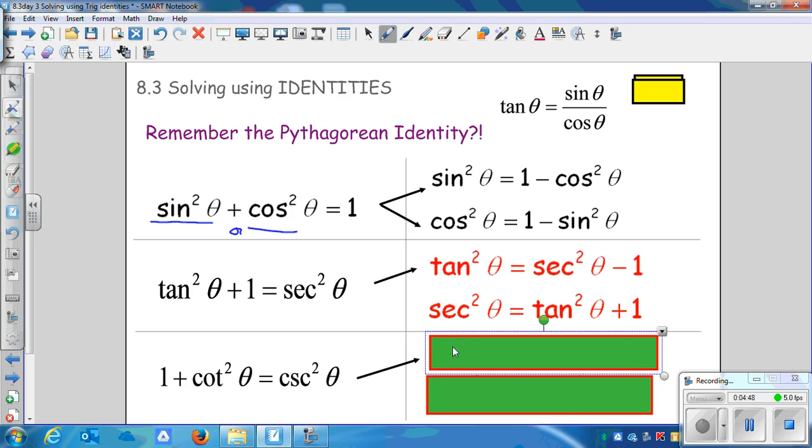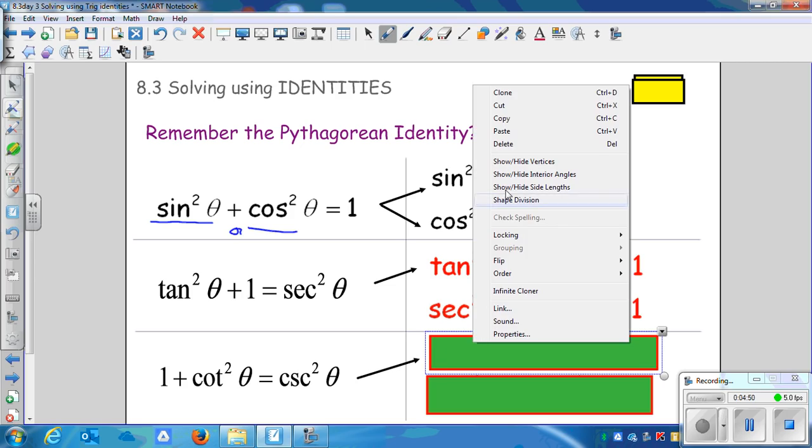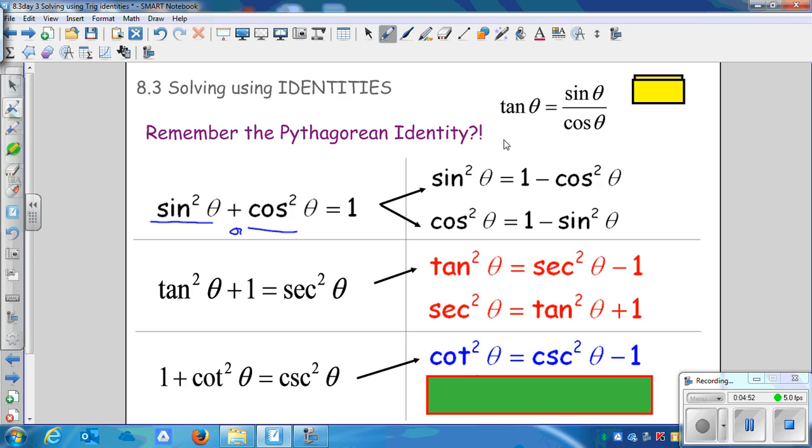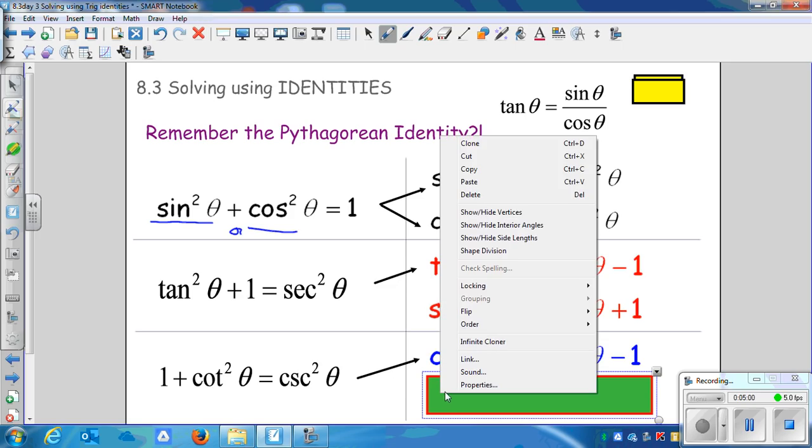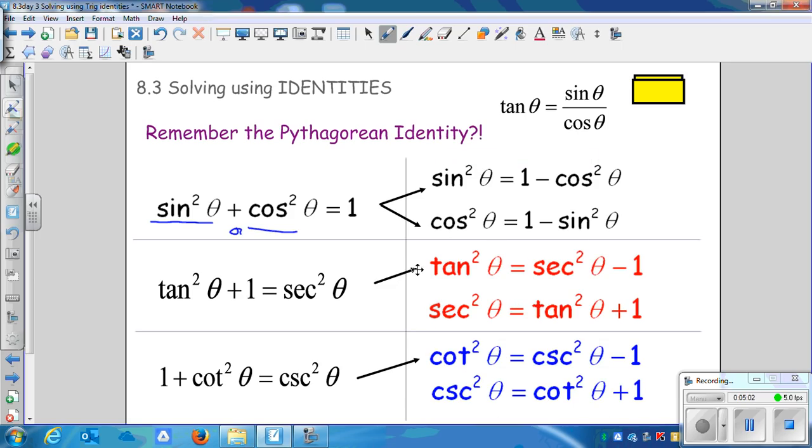And down on this last identity, you can see that if you isolate cotangent squared theta, you'll subtract 1 from both sides. And of course, if I take this equation and I just switch the left and right hand side, I'll get cosecant squared theta equals cotangent squared theta plus 1. Use this as a reference list to decide which substitution you're going to use.